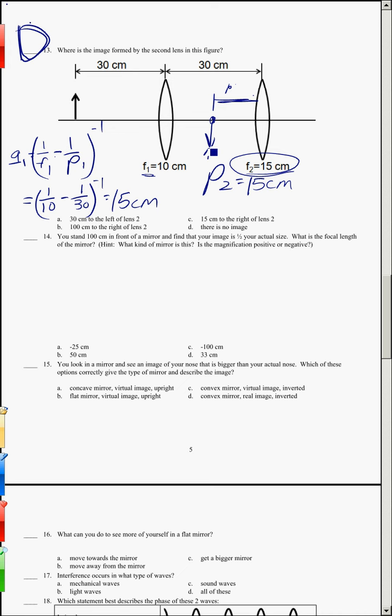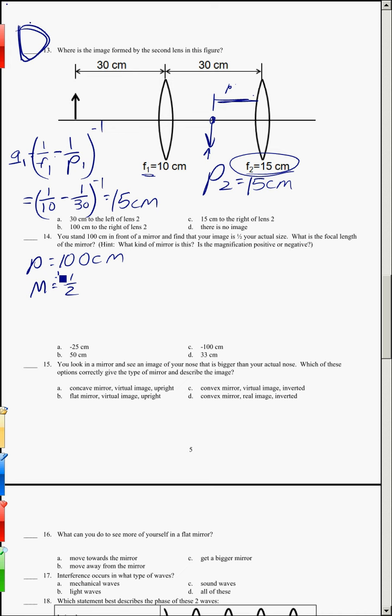You stand 100 centimeters in front of a mirror, so P is 100 centimeters, and find that your image is 1/2 your actual size. M is equal to 1/2. What is the focal length of the mirror? Alright, first of all, we want to know, is this image upright or inverted? This image is smaller than you, so that has to be a convex mirror. So that means that it's an upright image, and so my magnification is positive. That means that my Q is going to be negative.